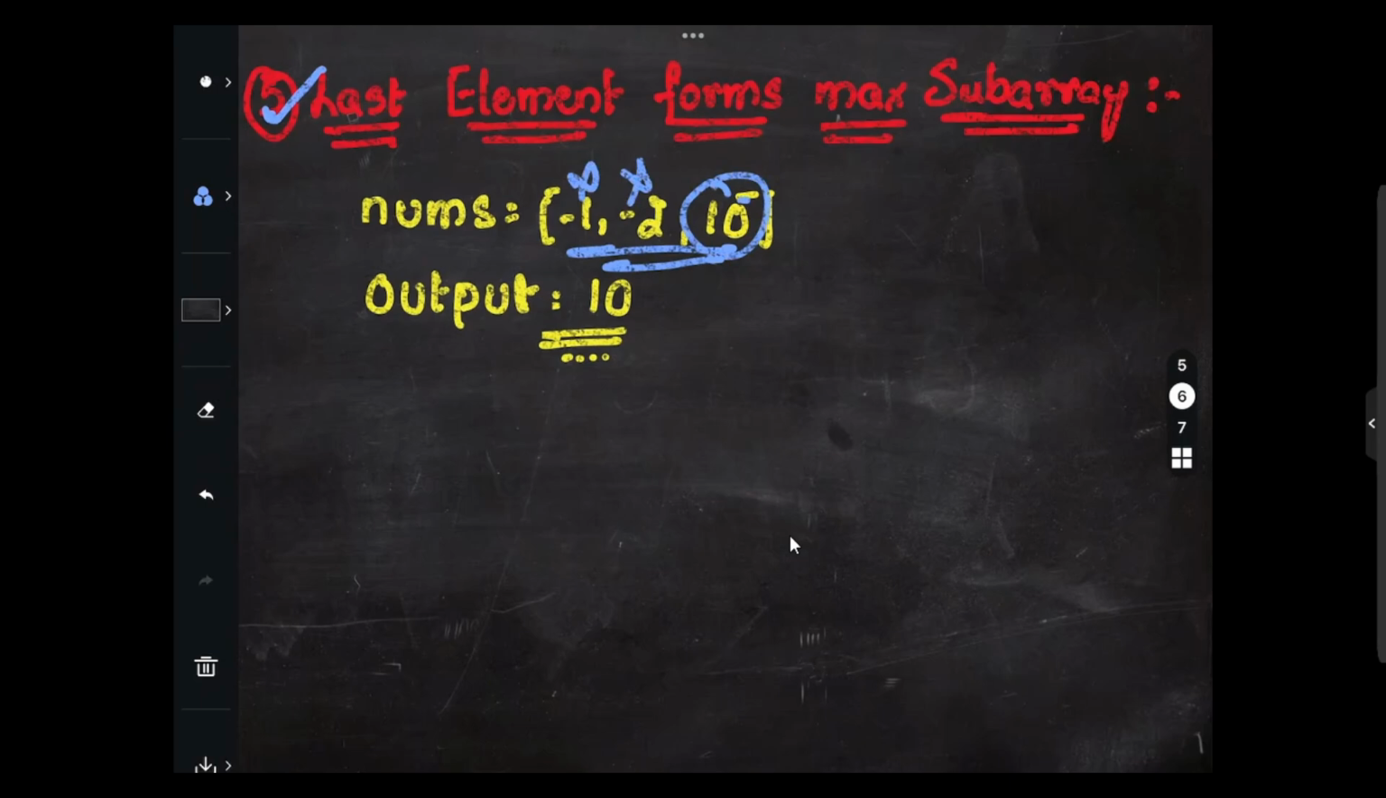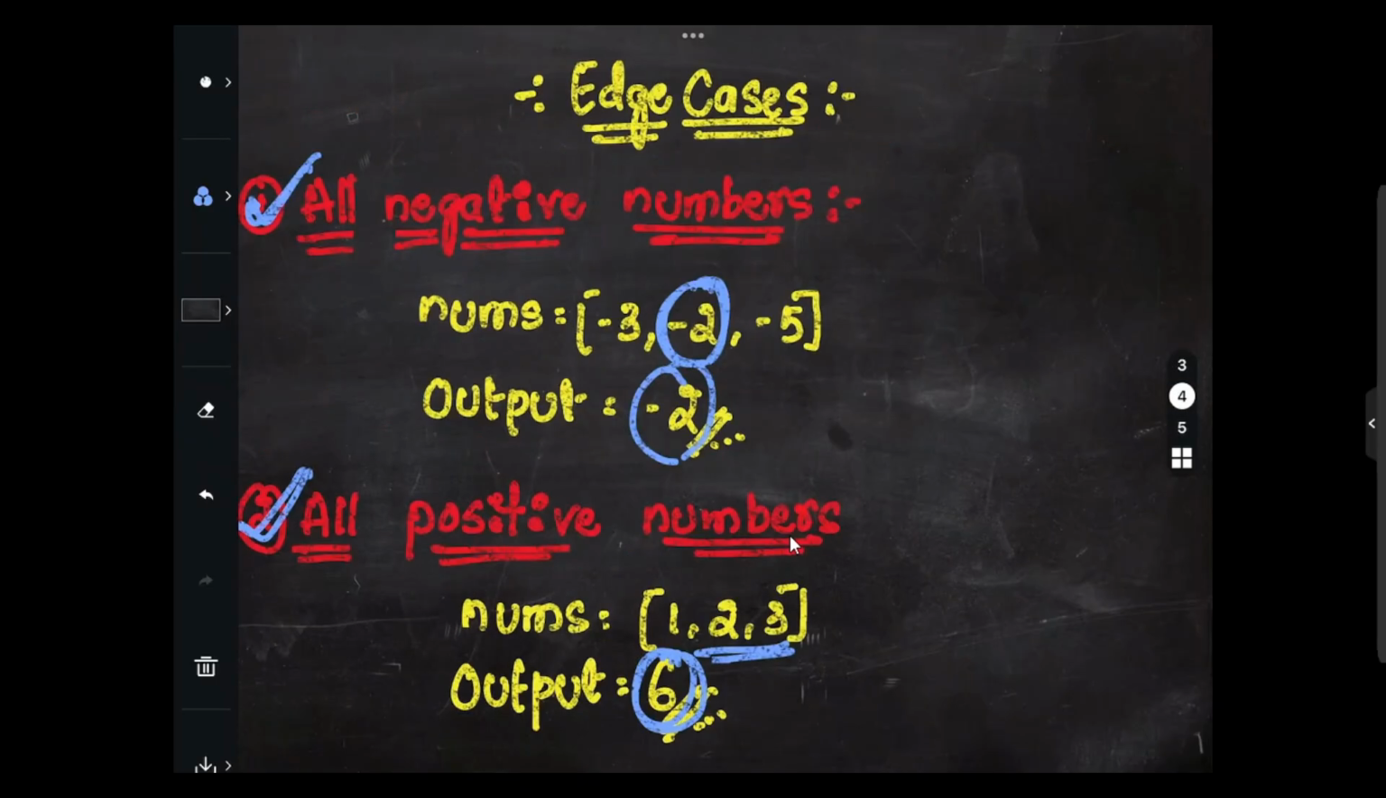As I have said, it starts a new max subarray at the end. So we will return 10 as output here in this case, right? So we got 10 as output basically. So these are the 5 edge cases that we need to consider.